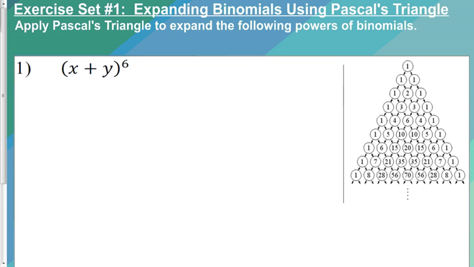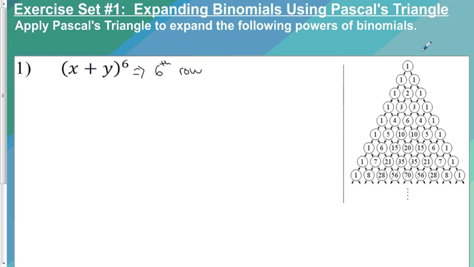Now that we understand how Pascal's triangle works, let's actually apply it to expand the power binomial. So I have here x plus y to the 6. We'll start a little simple. And so if you have the 6th power, what that means is you want to look at, and I'm going to say, the 6th row.